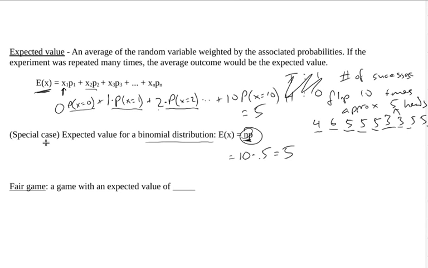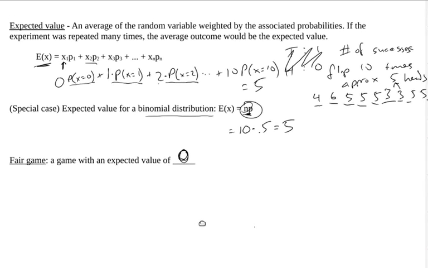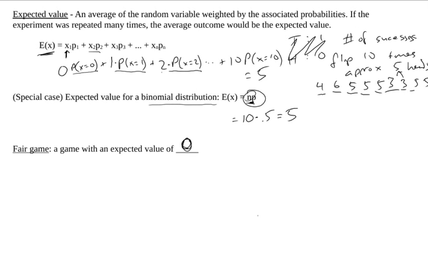All right, so a fair game. We call a game fair when the expected value is 0. Typically when we're talking about playing a game, if you win money, that might be a positive value. If you lose money, that would be a negative value. If you play a fair game over and over again, you would expect overall to lose $0. That's what we're calling a fair game. But you would also win $0.